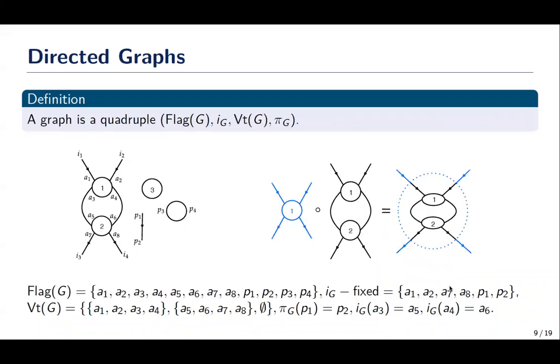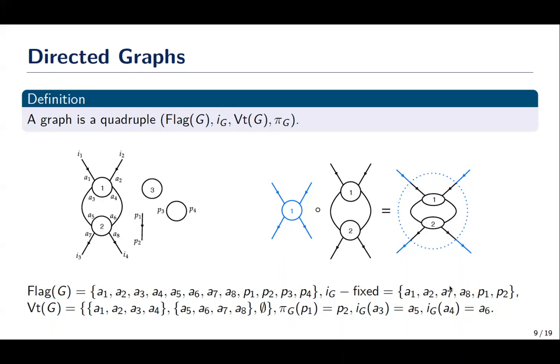Now we'll begin the second part of the story, where this is the first step to define a monadic definition of a wheeled prop based on directed graphs. So let's quickly see what directed graphs are. Here I avoid giving the technical definition of a graph, and instead choose an example, and then we'll see how the machinery works. A graph is nothing but a quadruple where flags are half edges, iota G is an involution map, V(G) are vertices, and pi G is a fixed point free involution map.